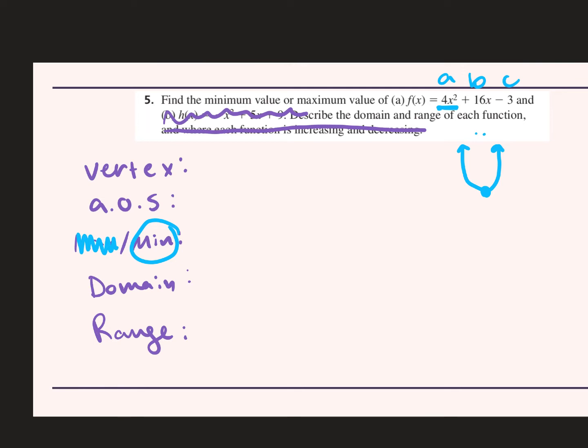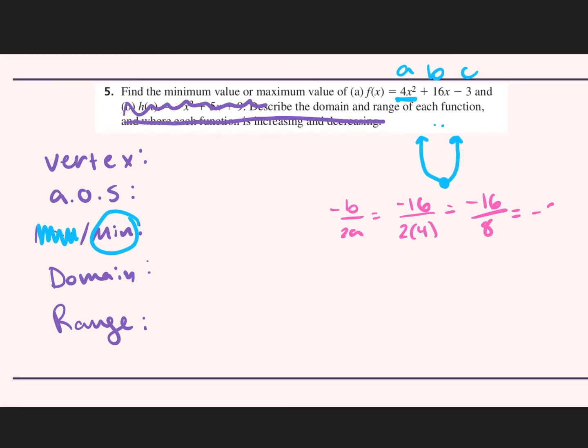Now let's figure out what our vertex is. How do I find my vertex? -b over 2a. So my b is 16, so it'd be -16 over 2, and a is 4, so over 2 times 4. So this would be -16 over 8, and what does that simplify to? -2. So my vertex, the first number is -2. So what does that mean my axis of symmetry is? Just -2? X equals -2. That is h.